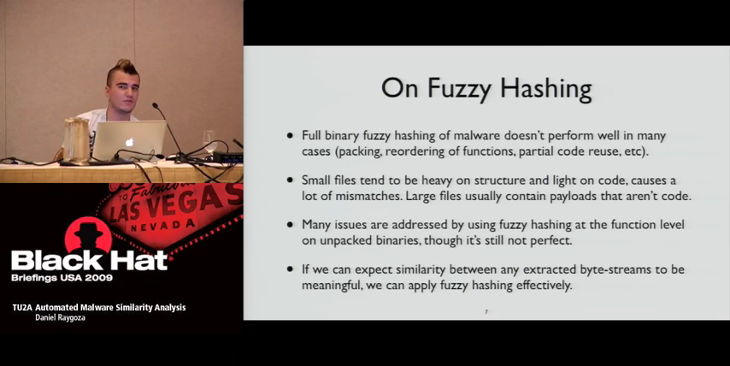For large files, usually what you find is they contain an embedded payload of some sort, whether it be a decoy document or a second stage payload, something like that. Again, we're not talking about the actual code in the sample we're looking at. So the similarity scores are not very accurate when you look at them on that sort of level. Some of these issues, but certainly not all of them, are addressed by fuzzy hashing at the function level. And I think that's true of other algorithms as well. If you look at fast Fourier transforms, I think you'd have better results if you applied them at the function level as opposed to the entire binary.